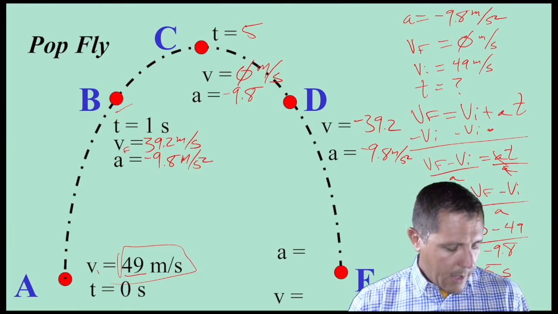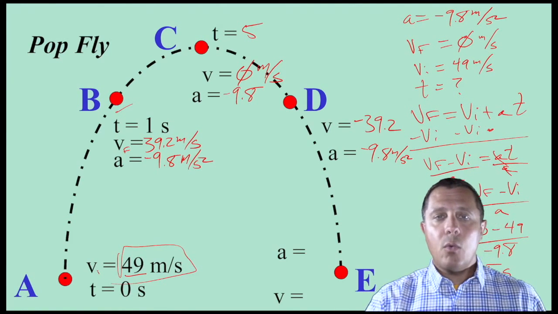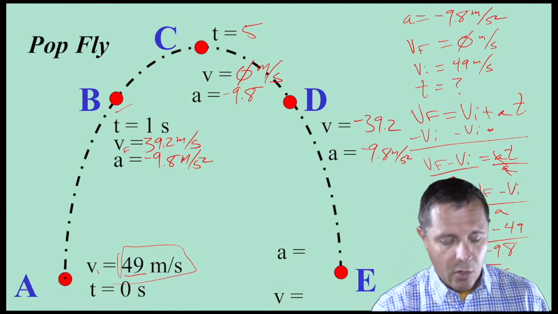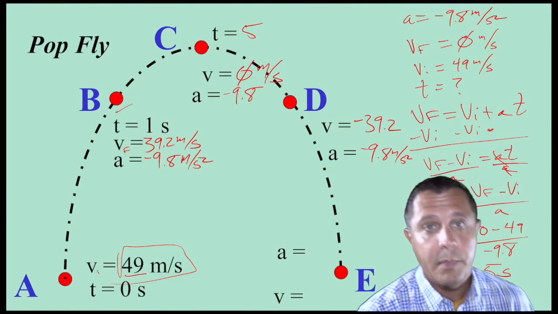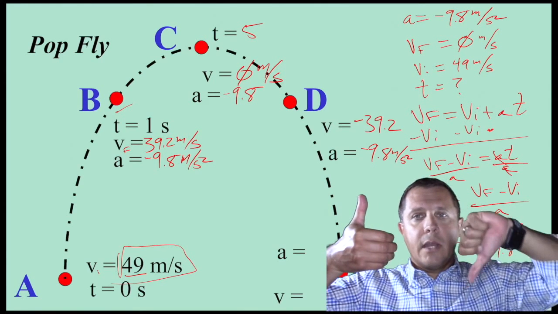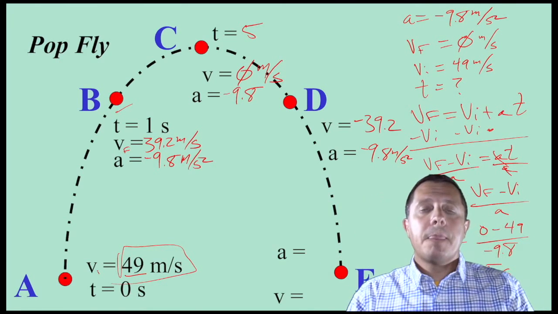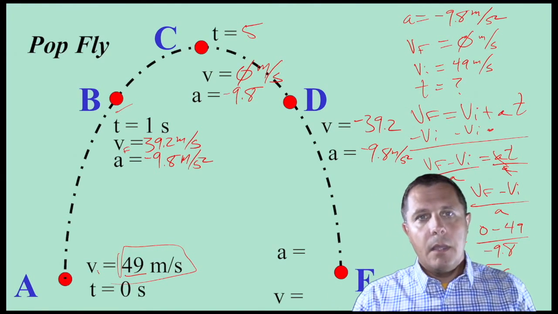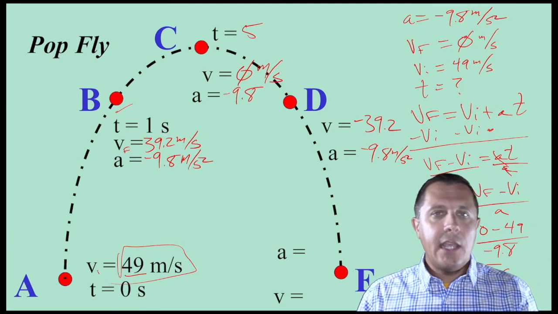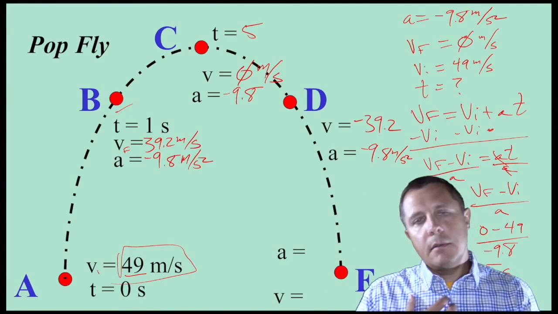Okay? Now, this key concept I want you to understand: no matter what, the velocity going up and the velocity going back down at the same height will be the same velocity but negative. So if it's going up, whatever the velocity here is, when it comes back down, it will be the same number but negative.